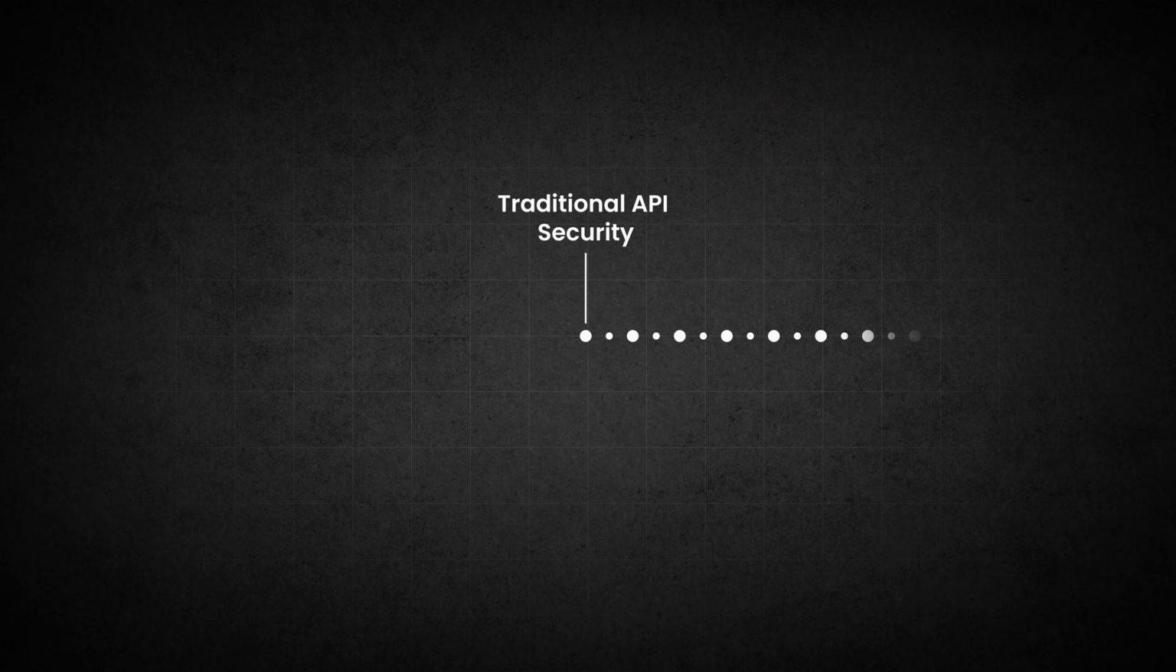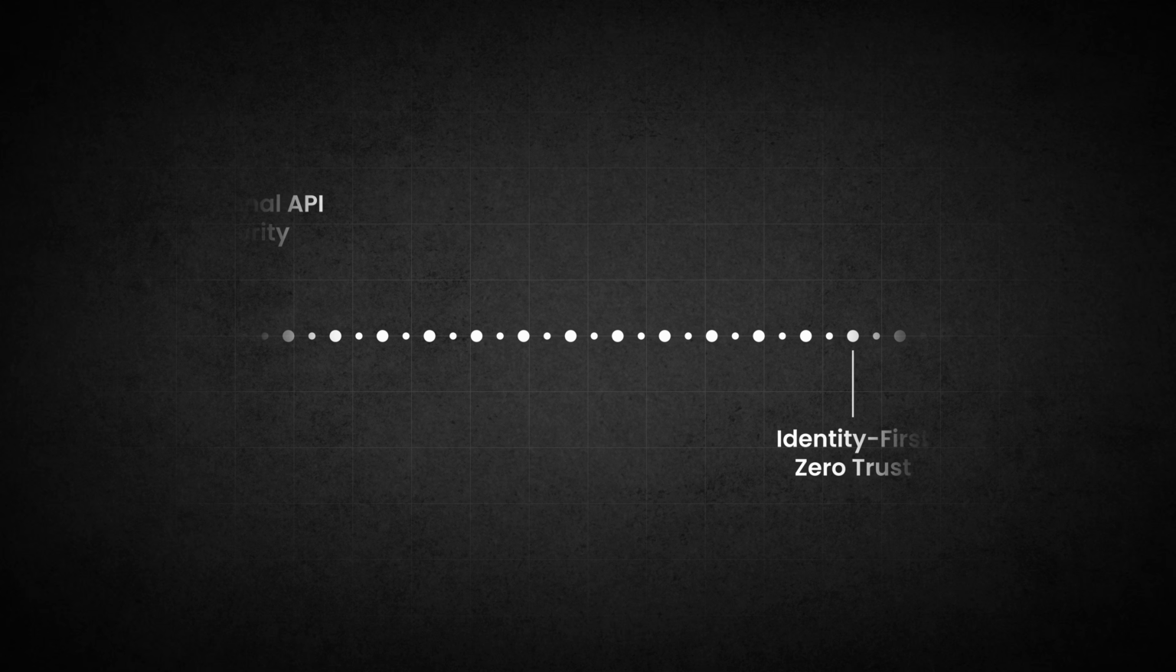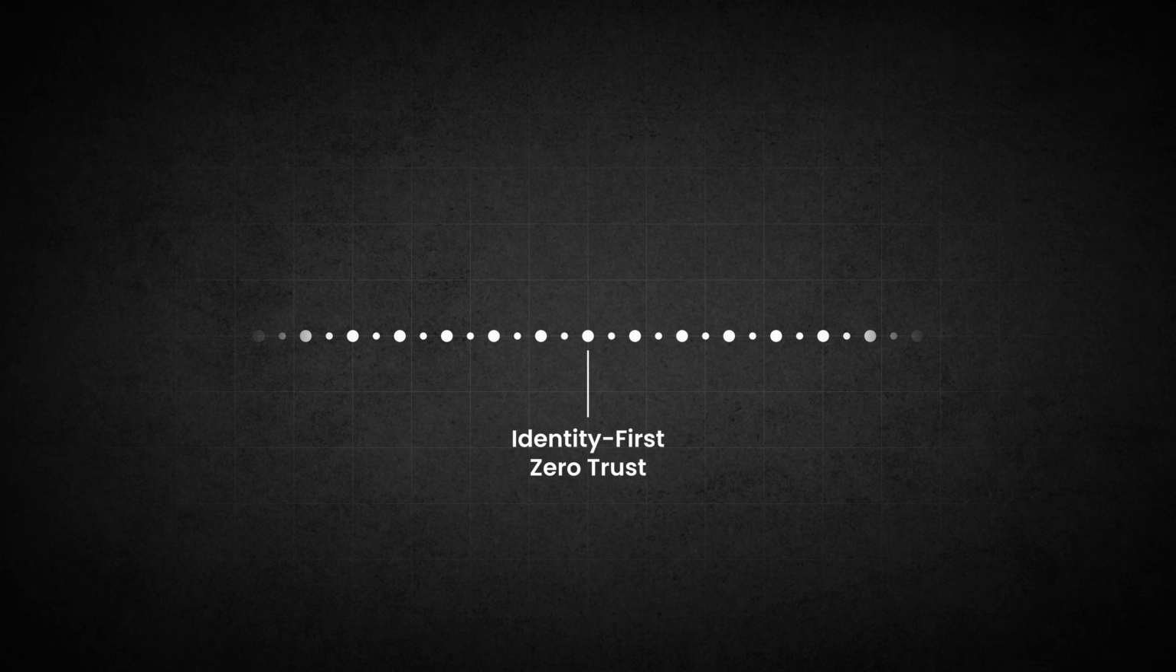Okay, you understand the capability, you understand the risk surface. Now let's talk about how to actually do this responsibly. Because the answer is not don't use MCP. The answer is use it with the right security architecture in place. The fundamental shift required is moving from traditional API security thinking to an identity-first, zero-trust model, where every agent, every server, and every tool is treated as a distinct non-human identity with explicitly defined permissions.